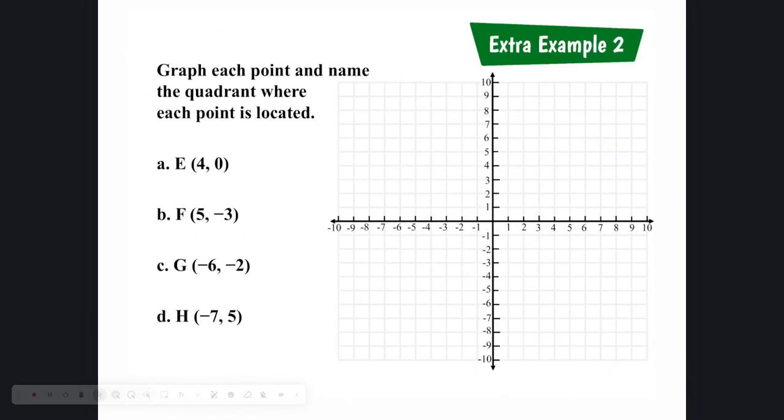Extra example 2. You'll try this problem by yourself. Graph each point and name the quadrant where each point is located. A. Point E at (4, 0). B. Point F at (5, -3). C. Point G at (-6, -2). D. Point H at (-7, 5). Hit pause and attempt this example. Check your answer by resuming the video to see if you got the correct answer.